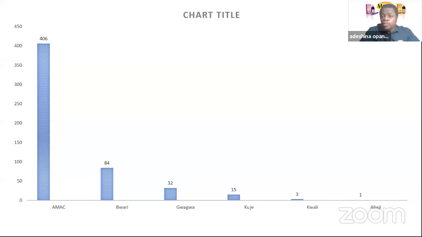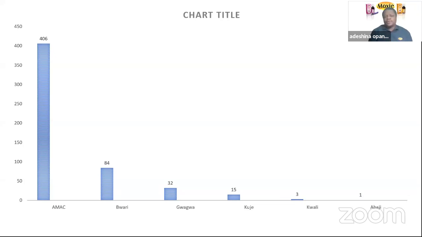Bwari is where Kubwa is located. Those have 84. Gwagwalada 32. Kuje 15. Kwali 3. And at the time, Abaji 1. I remember when I shared this data in Abuja, within a retail conference, a few people challenged it and said, no, they know. I said these pharmacies are not registered or they didn't renew their licenses. It's difficult to work with data that we cannot process.